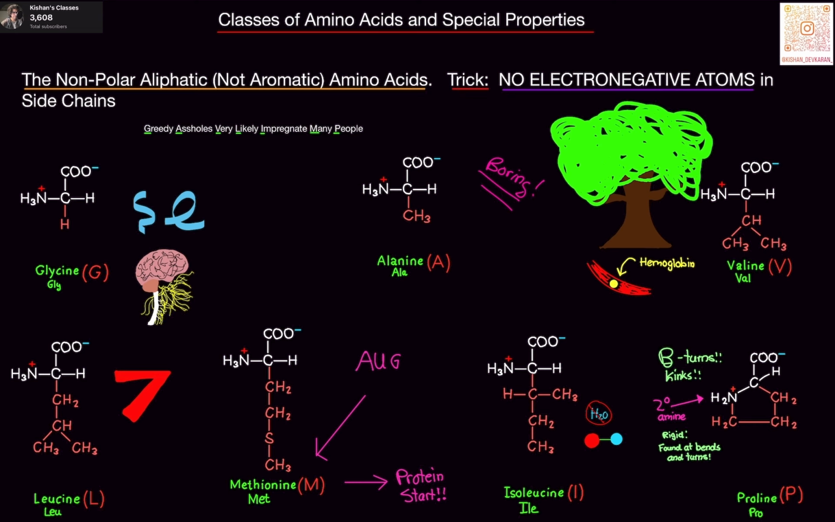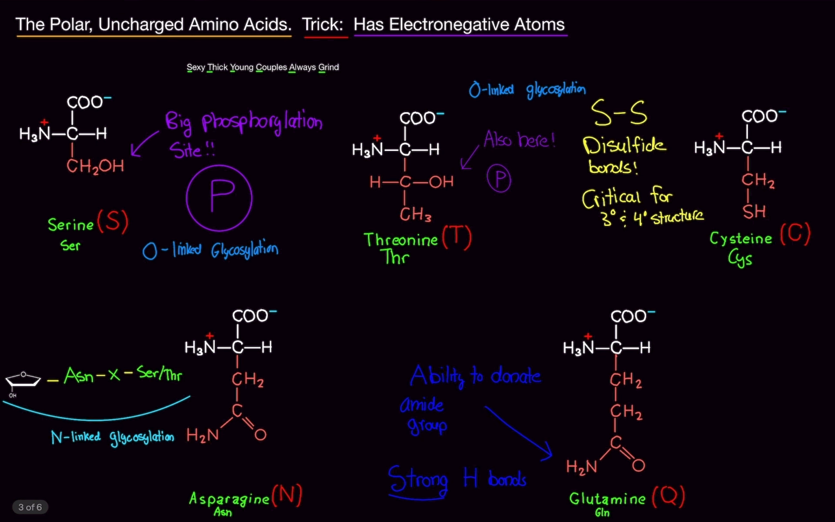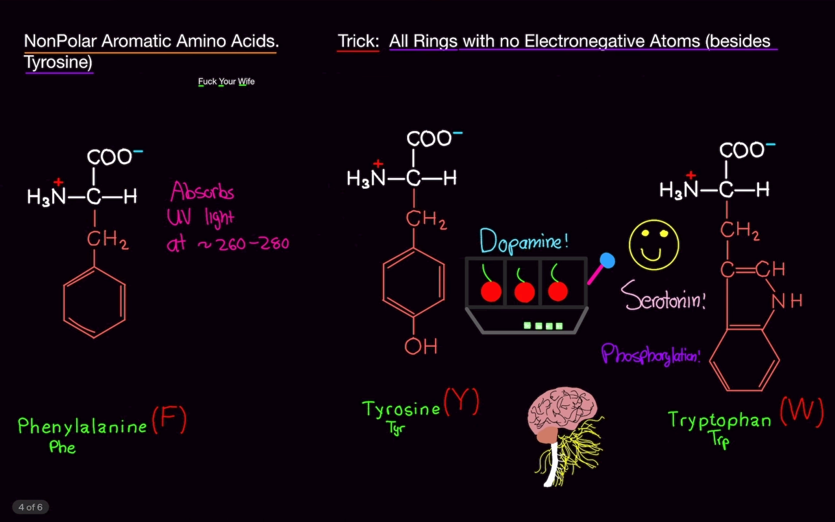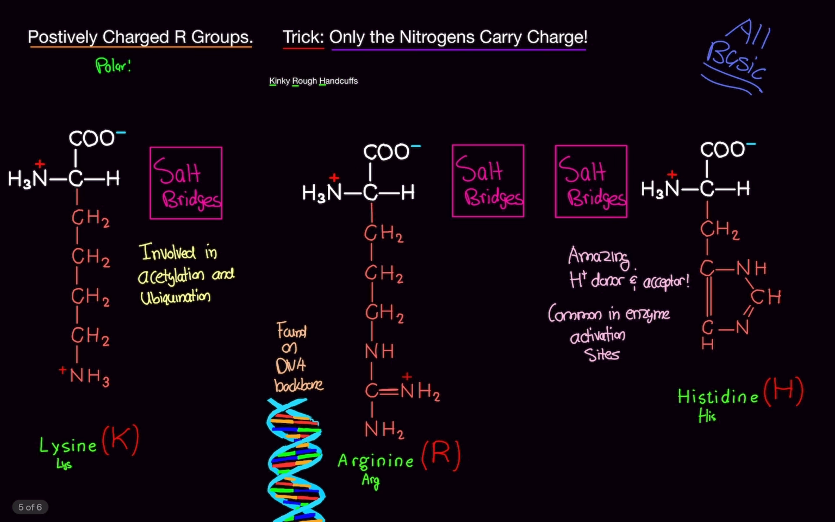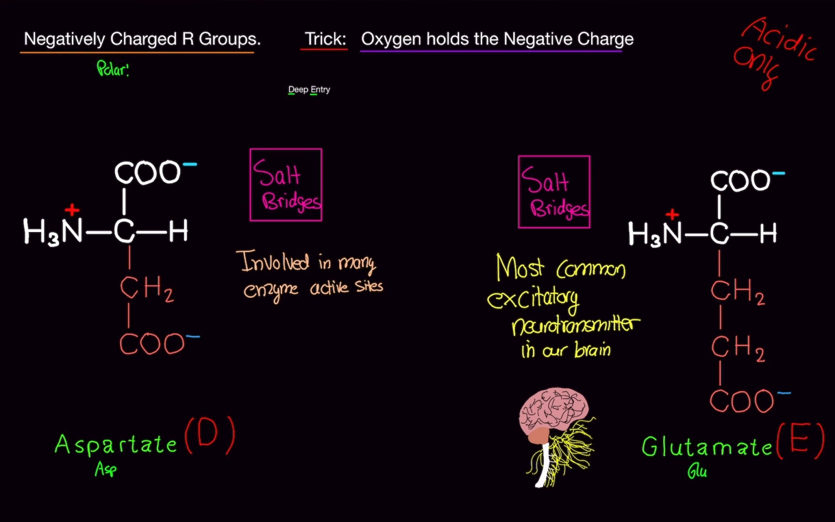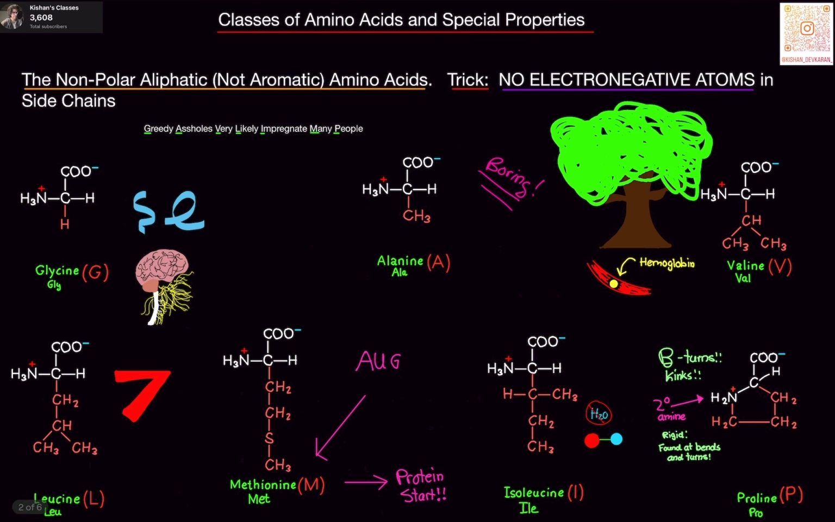Okay, so I've got a lot of comments recently from my subscribers asking if I could make a video on the different classes of amino acids and tricks to remember which amino acid goes under what class. For example, the non-polar, not aromatic amino acid group, the polar uncharged amino acids, the non-polar aromatic amino acids, positively charged R groups, and negatively charged R groups. So I have a trick that you can use to remember all of them and what amino acids would fall under each group by just looking at them. I promise it's going to be really helpful.